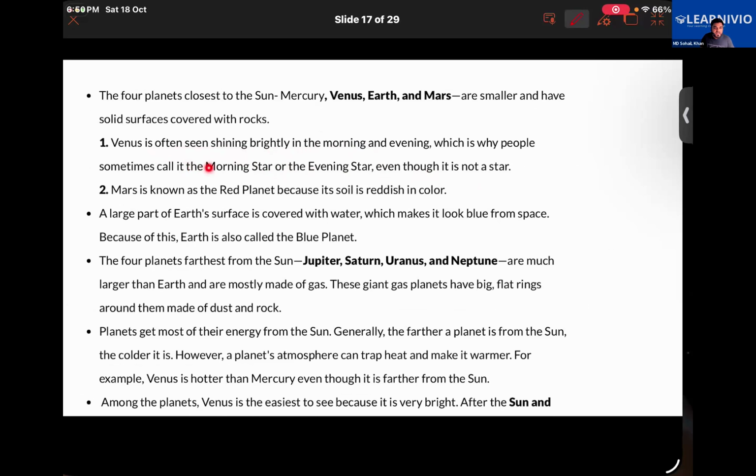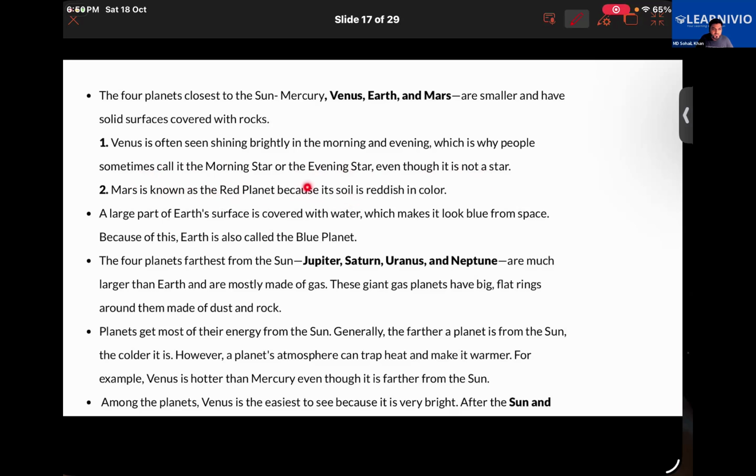Venus is sometimes visible in the early morning and in the evening. You can in fact spot it sometimes. Getting it? So it is called the morning or evening star, but that is not accurate because it is not a star. Another planet here is Mars. It is known as the red planet because its soil is reddish in color.